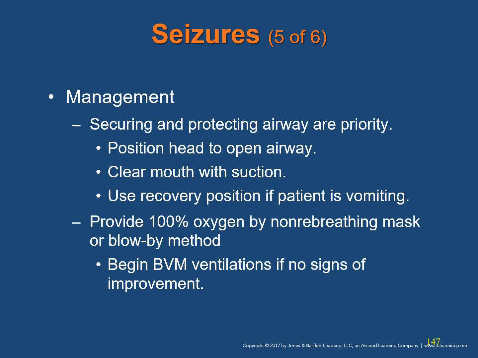Management. Securing and protecting the airway are your priorities. Position the head to open the airway. Clear the mouth with suction. Consider placing the pediatric patient in the recovery position if he or she is vomiting and suction is inadequate. Provide 100% oxygen by non-rebreather mask or blow-by method. Begin BVM ventilations if there is no sign of improvement.